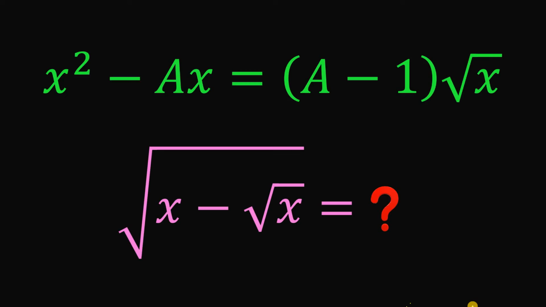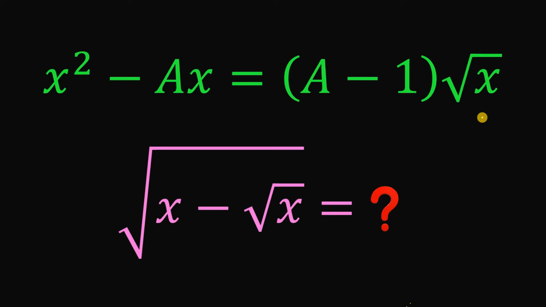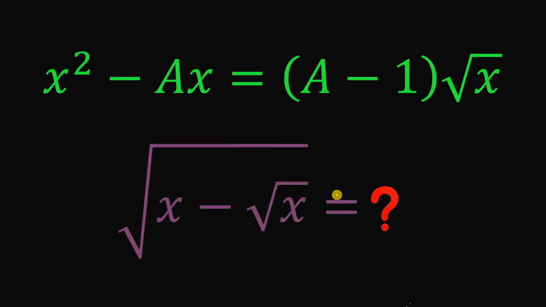Today, we will answer a math challenge given by one of our followers from India. And here's the question. Given this equation, x squared minus ax equals quantity a minus 1 multiplied by square root of x, then the goal is to evaluate this expression, square root of x minus square root of x.